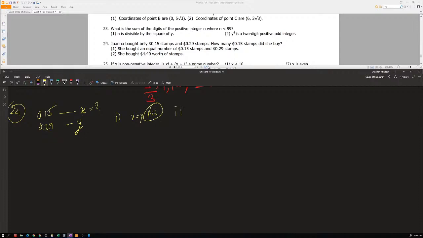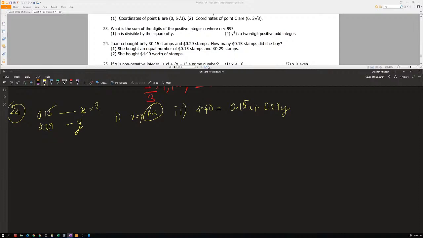The second thing is, it says she bought $4.40 worth of stamps. So if this is a condition, then it has to be 0.15 into x plus 0.29 into y, and there has to be only one value that actually satisfies this condition.